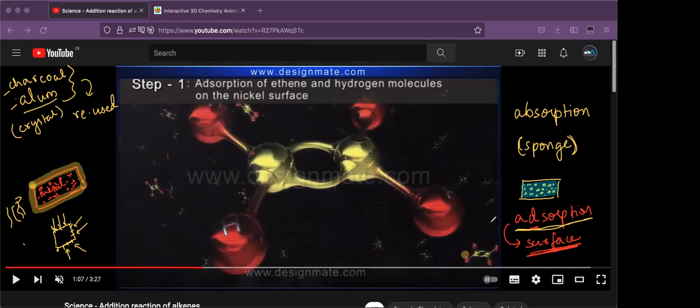So that's one of the main differences between absorption and adsorption. Those are some physical, everyday-life kinds of examples that I gave you guys.